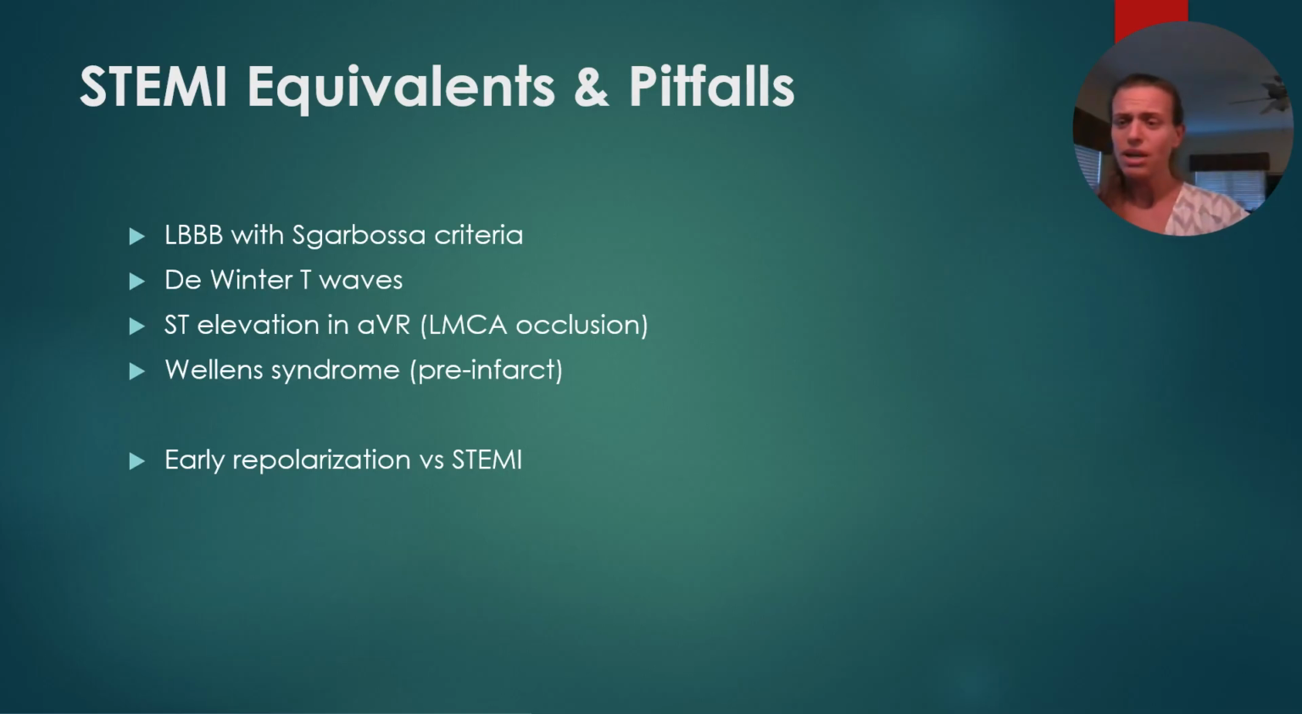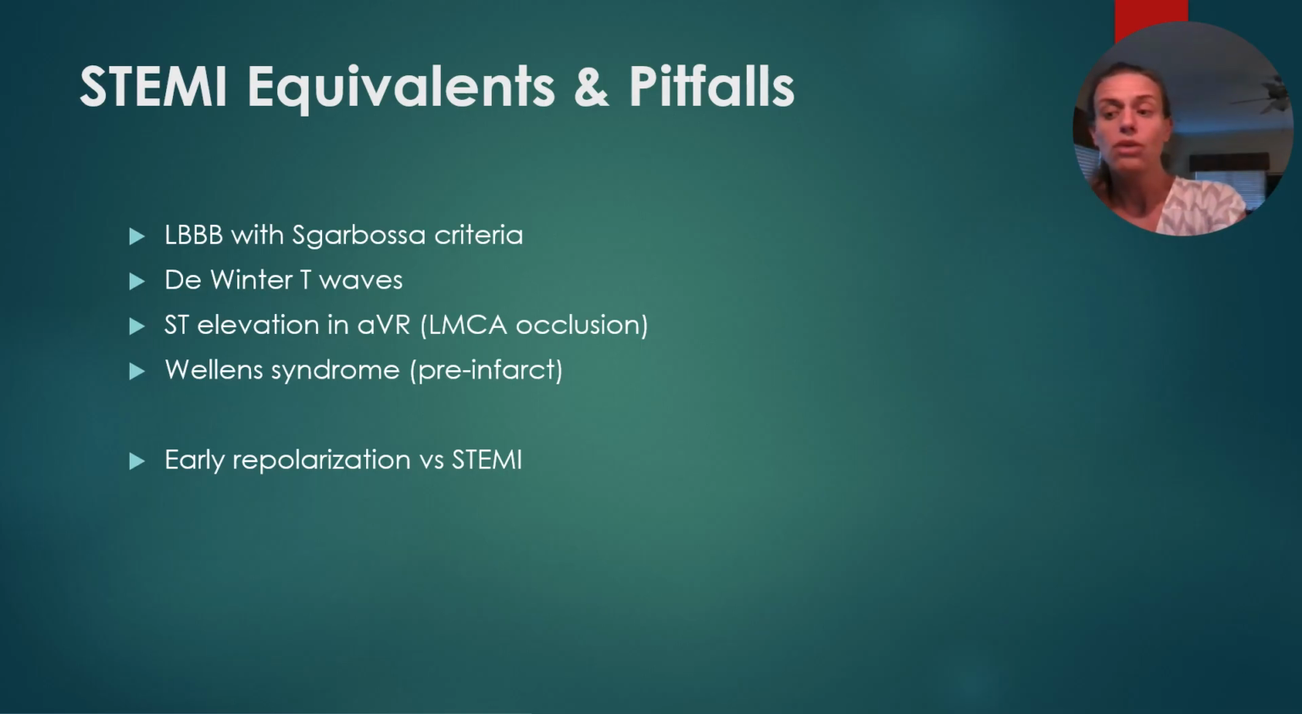Okay, so you have to keep that in mind. Again, even if they have a history of having a left bundle branch block and they tell you that, you still want to run down Scarbosa's criteria and make sure you're not overlooking anything there, rather than just writing it off as a bundle branch block.